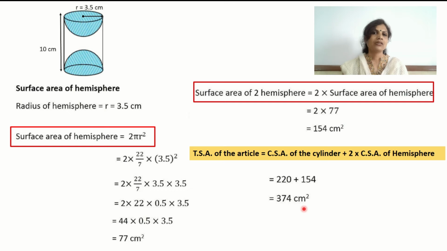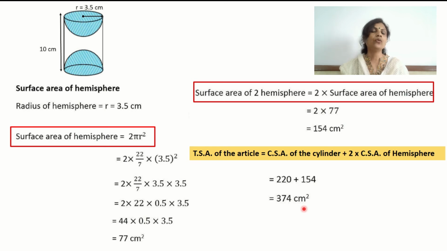Right children? So the sum is simple, but you need to understand that when you have to scoop out the area, we have to scoop out two hemispheres from two ends of the cylinder, how we will make the formula to find out the surface area of the solid figure. So here our sums from exercise 13.1 are over.